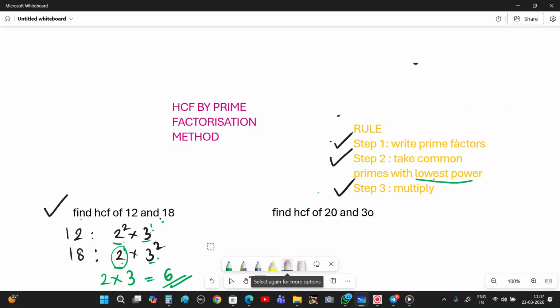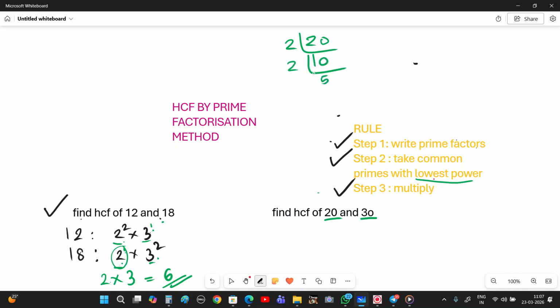Okay. I will explain one more question to make it a little bit easier. Listen. The second question: find HCF of 20 and 30. So what is our first step? Writing the factors, the prime factorization. 20 divided by 2 is 10. Again divided by 2 is 5. Again divided by 5 is 1. So you can write it as 2 times 2 times 5, or you can write it as 2 square times 5. So 20 is 2 square times 5.